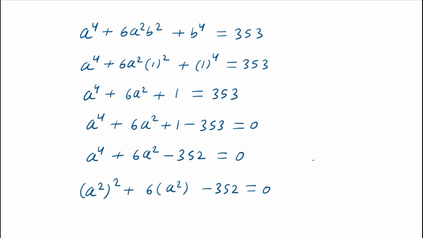Here we will apply substitution, and if we substitute a^2 = m, then this expression is m^2 + 6m - 352 = 0. On the left hand side we have a quadratic equation, m^2 + 6m - 352 = 0.